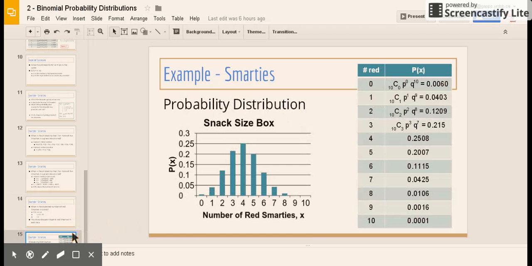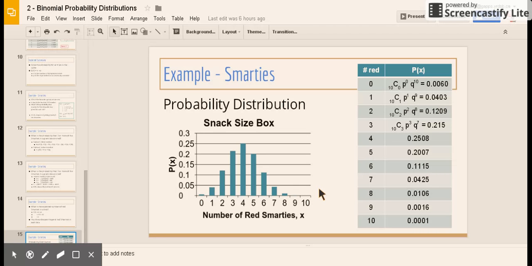And finally, I can do an entire probability distribution of how many red Smarties we should get in a box. So from 0 all the way up to 10, calculating all these probabilities. And again, if I added up all these probabilities, I should get a sum of 1. And here you can see the probabilities as a probability histogram.